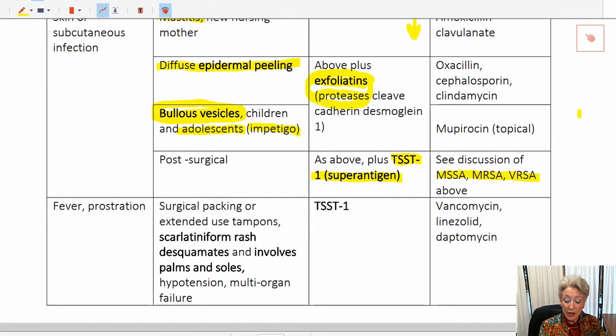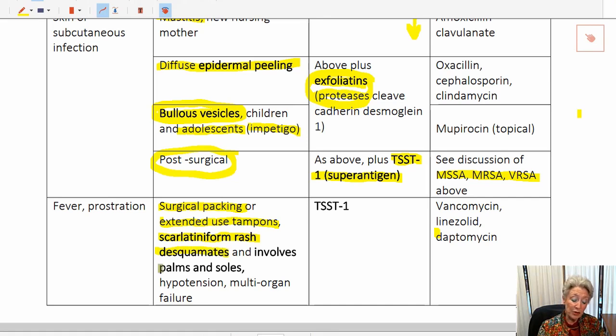One of the other times that I see toxic shock syndrome toxin being produced is in cases where I've got surgical packing. They no longer as often mention extended use tampons, although that was the fad for a while. They now regard that as a buzzword, and so they've moved into post-surgical TSST, skin infections extending into deeper tissues. And it always starts with a scarlatiniform rash that desquamates because of the exfoliatins.